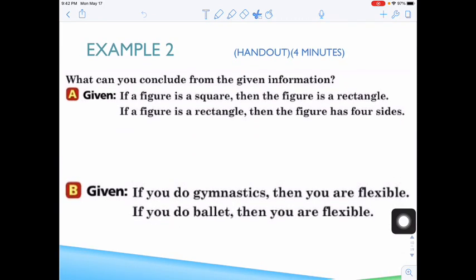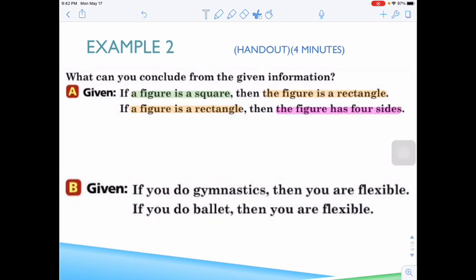Example 2 says, what can you conclude from the given information? For part A, if a figure is a square, then the figure is a rectangle. If a figure is a rectangle, then the figure has four sides. It's important to highlight the hypothesis and the conclusion of each statement and mark the ones that match. So here our first hypothesis is a figure is a square. The conclusion is the figure is a rectangle.